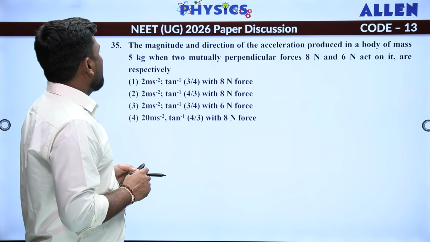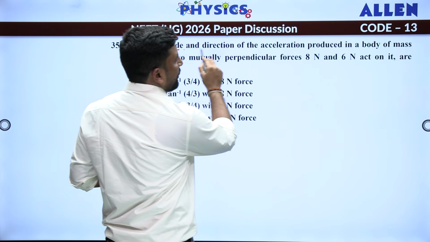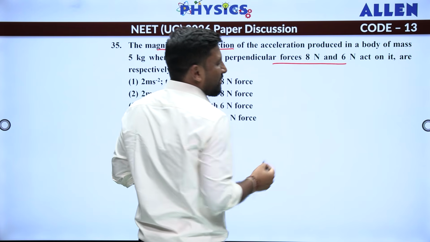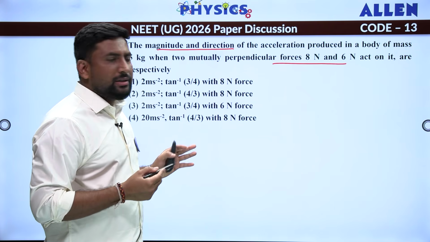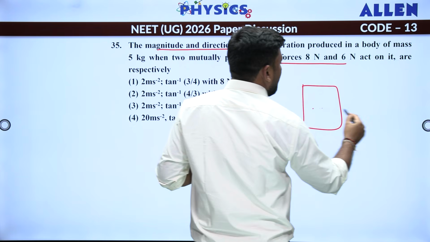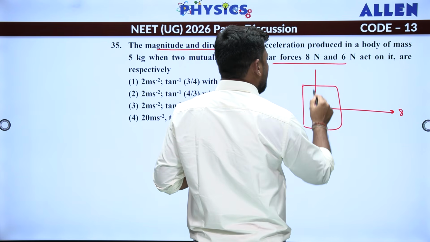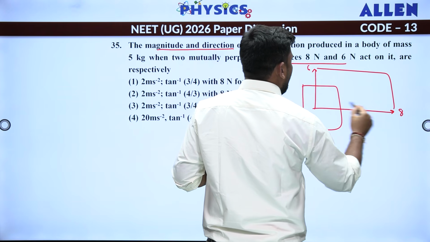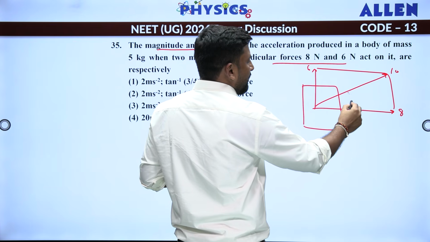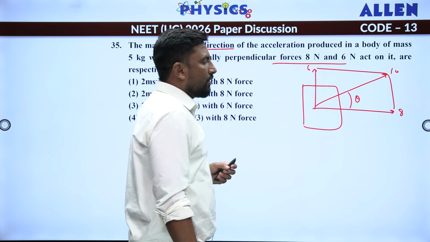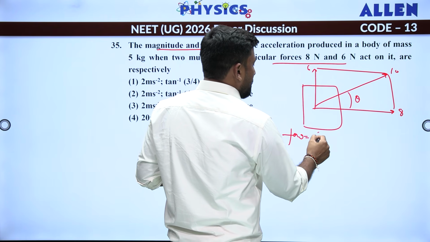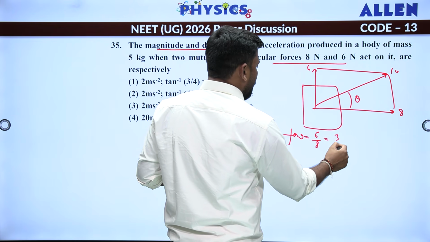Now, question number 35. They are saying, find the magnitude and direction of acceleration produced in a body when 2 perpendicular forces are applied. You can't get a question easier than this in Newton's laws of motion. If you apply 8 Newton of force here and 6 Newton of force like this, the resultant force will be 10. And if you measure the angle from the vector 8, tan theta is 6 by 8, which is 3 by 4.